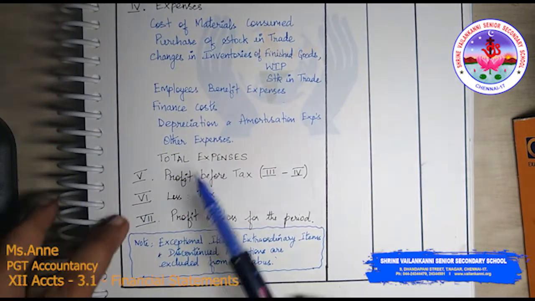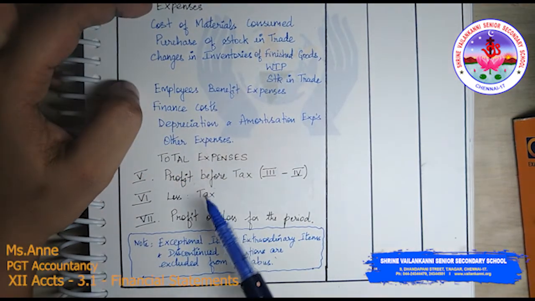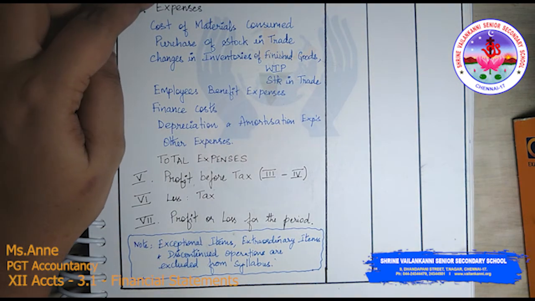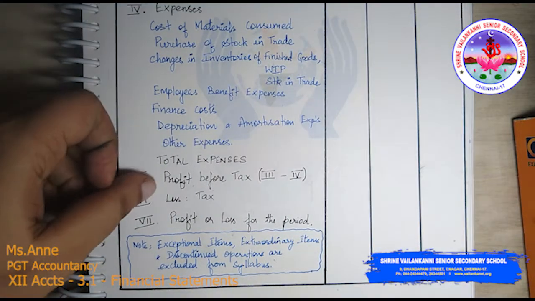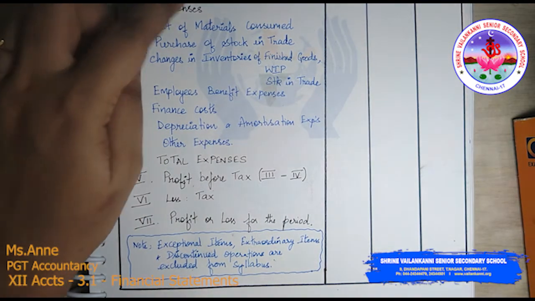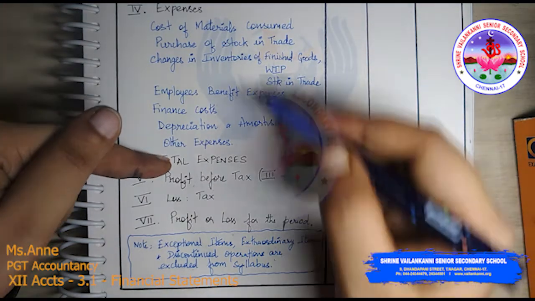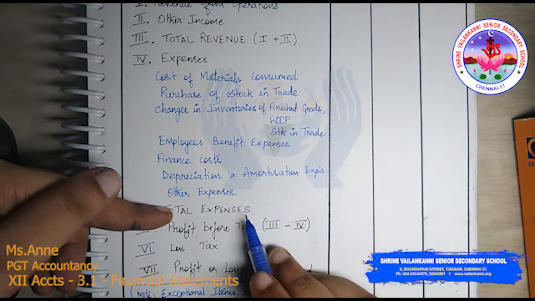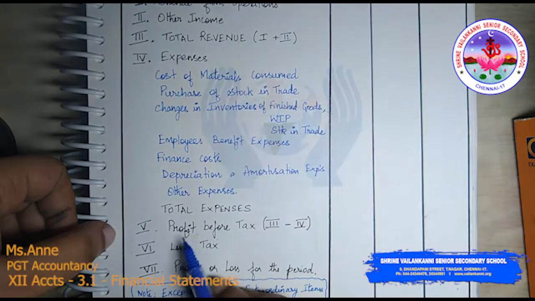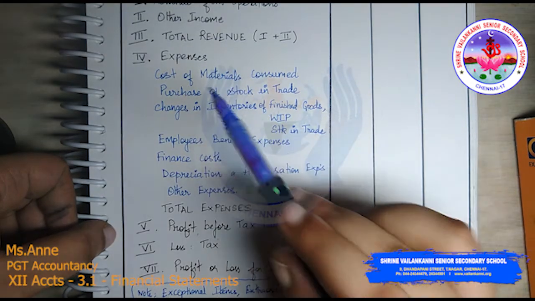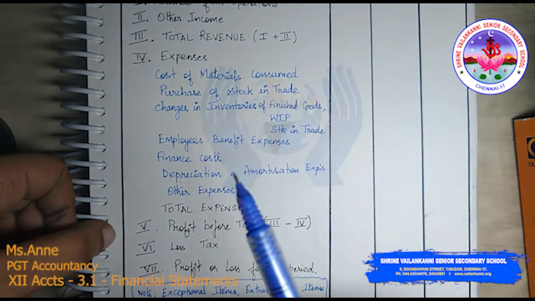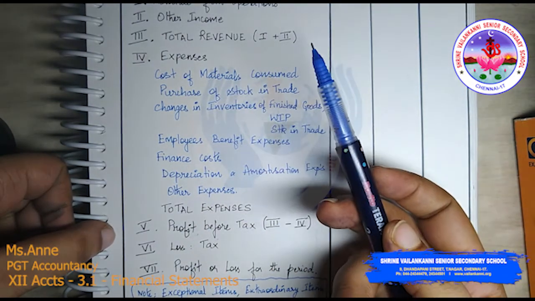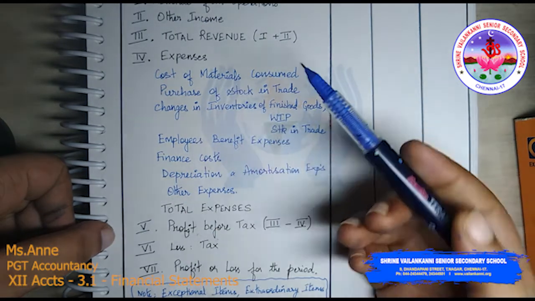Other expenses. So you have the total expenses, and then profit before tax. What is profit before tax? Total revenue minus total expenses will give you profit before tax. If the revenue is more than expenses, obviously it is a profit. If expenses are more than revenue, what happens? It is a loss. Expenses are more, obviously it is a loss.